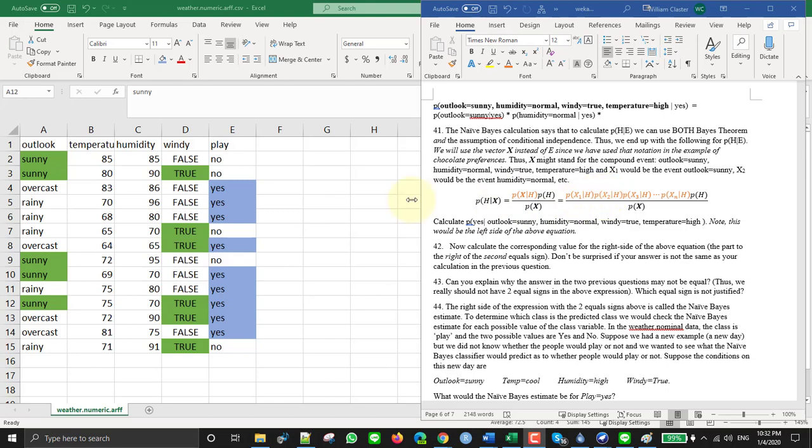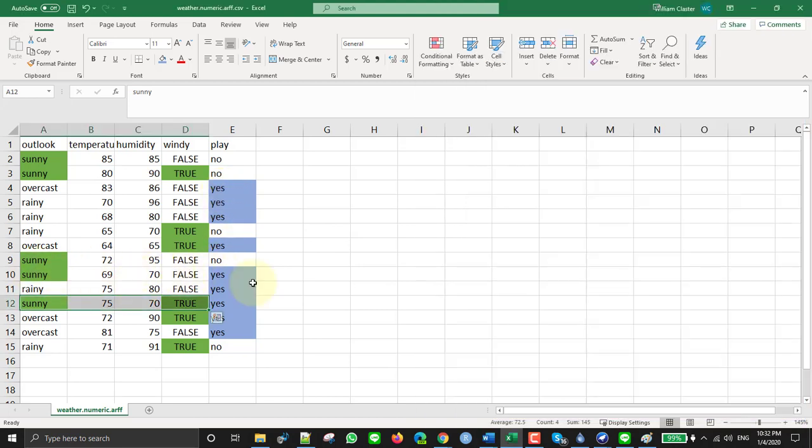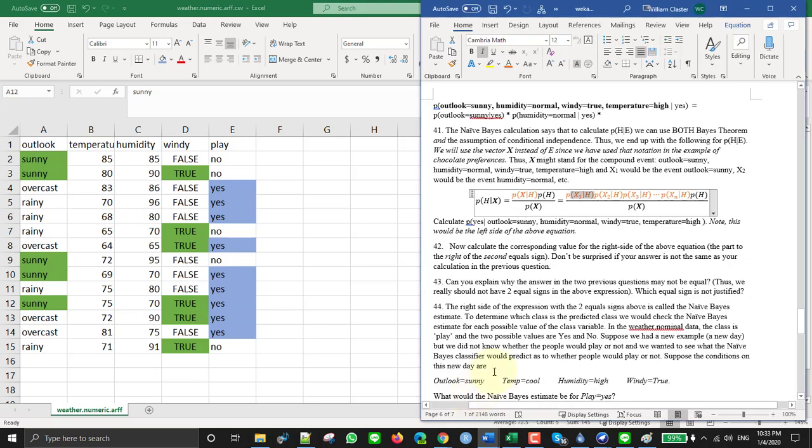But for these, you will find cases. For example, the probability of outlook equals sunny given yes. Can we find a case where we have yes and outlook equals sunny? Yeah, here's a case of that right here. In fact, there are two cases of that, here and here. So we can find cases of that, but we most probably won't find cases of these other calculations. So that's why we need to make this naive assumption, which is conditional independence.